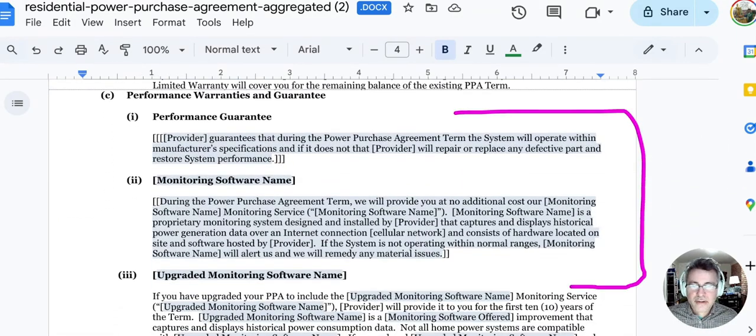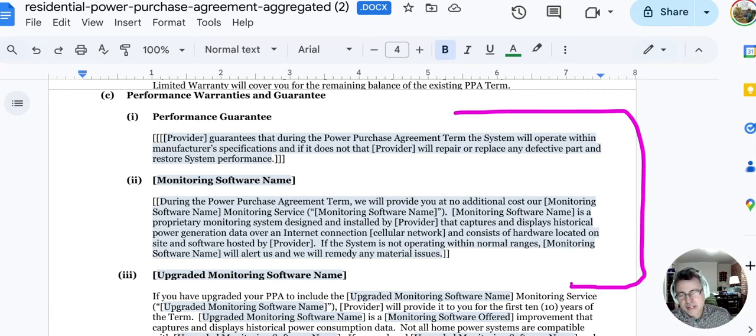And this is a guarantee that the system will operate within certain parameters, and they're going to give you software to monitor that. And why is that important? Because they are agreeing under the PPA to sell you the electricity that's produced by your system, and there's usually a minimum. And if you use less than that, then it gets sold back to the power company. And if you use more than that, then you're taking from the grid. So if this is not producing as much power as it should, you're buying more electricity from the power company, and you're not getting your end of the bargain.